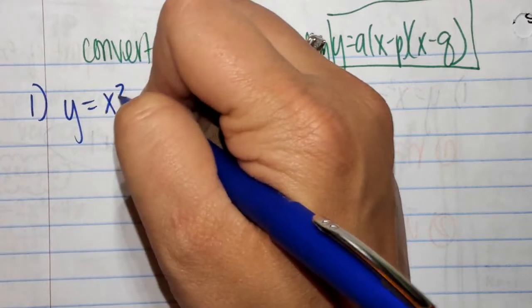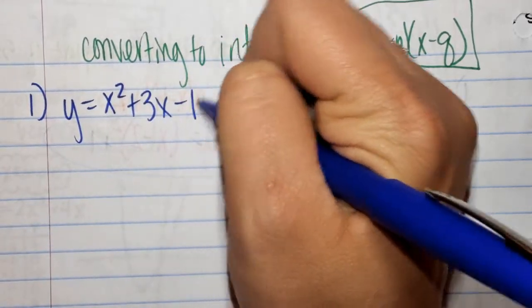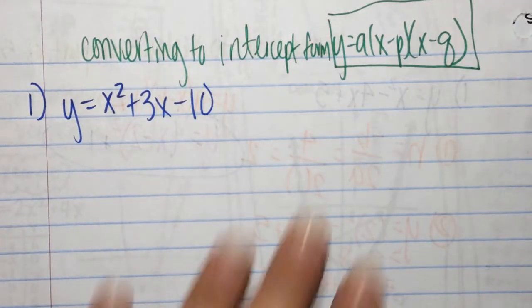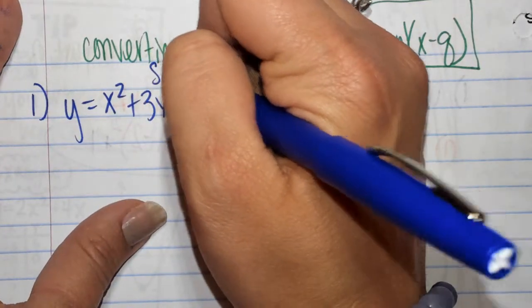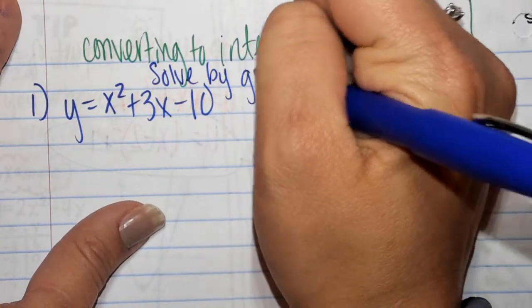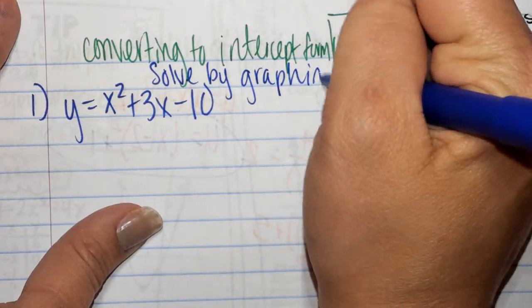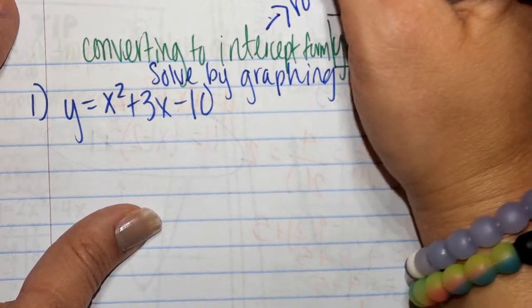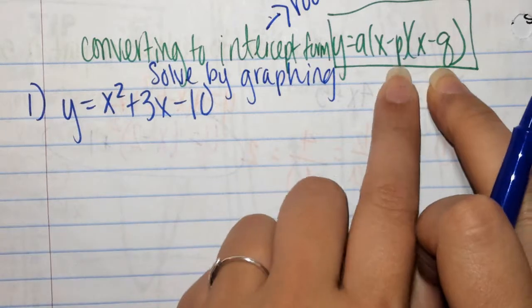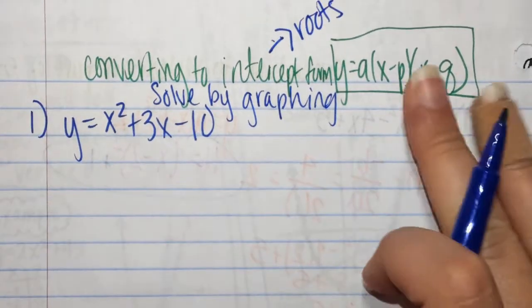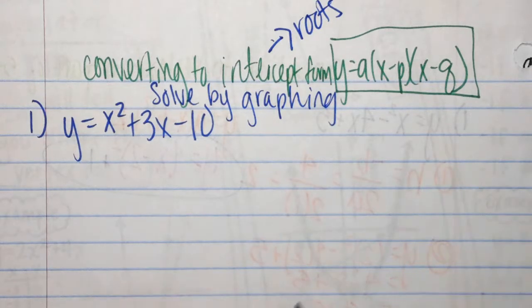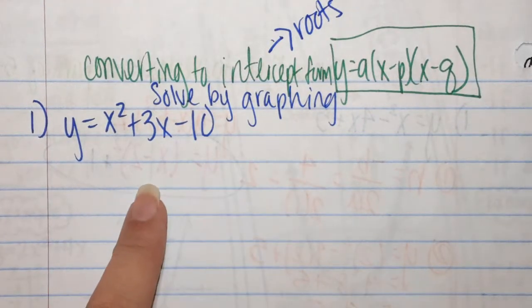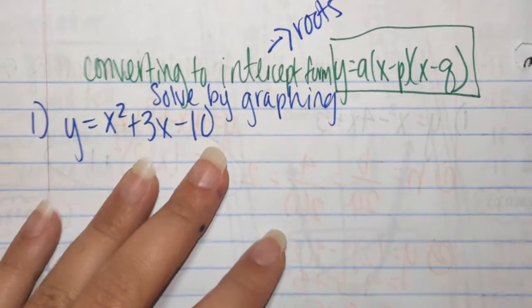So we're going to have y equals x squared plus 3x minus 10. And anytime you need to factor it, it's going to say solve by graphing. Now, we said the intercept form gave us the roots. Do you guys remember that? What we did the other day when we got the roots? And that was the x-intercepts. And then we found our vertex. So if it says solve by graphing, it wants the roots. That means you need to factor and then graph it.